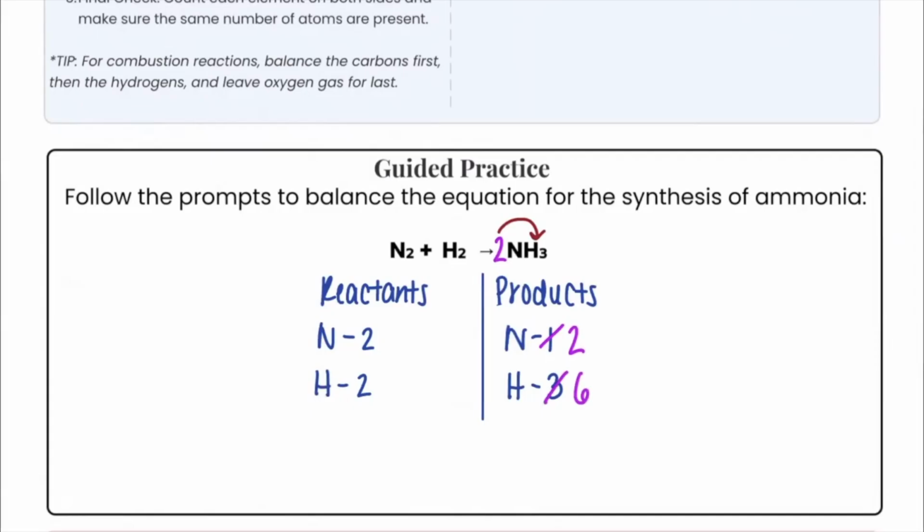So to match that, we have to make the left side also have 6 hydrogens. And we have 2 so far. So if we add a coefficient 3 in front of H2, 3 times 2 makes 6. So now let's double check. The nitrogen, we have 2 on both sides. The hydrogens, we have 6 on both sides. And now we're balanced.